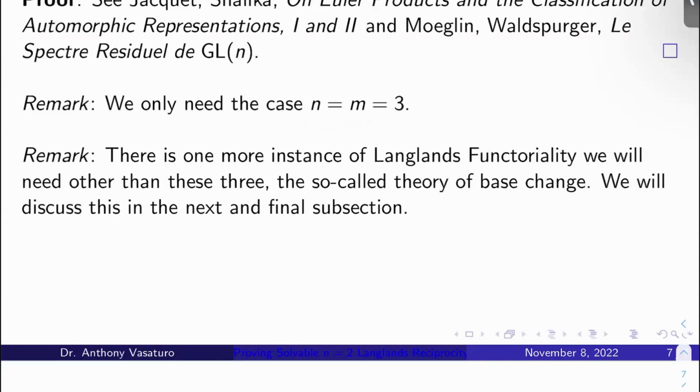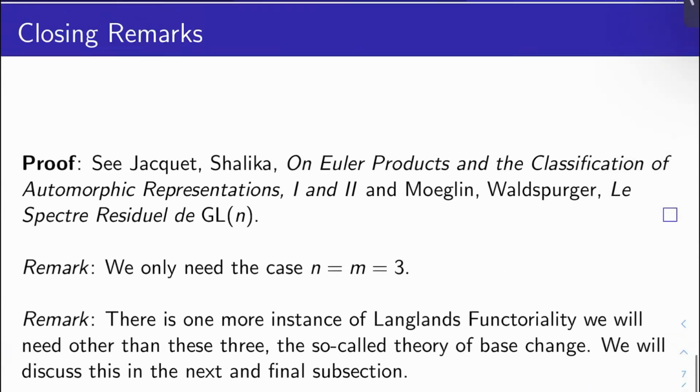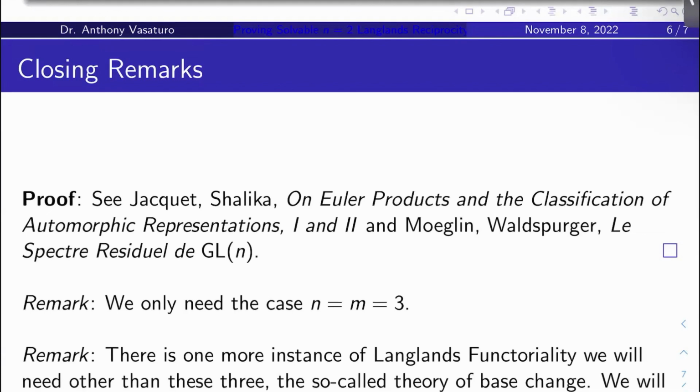Okay. And then I'll just close by saying there is one more instance of Langlands functoriality we're going to need, other than the 3 we've looked at so far, before we can finally proceed into the proof of Langlands reciprocity. And this is the theory of so-called base change. It's one of the more important instances of Langlands functoriality we'll need. We'll discuss that in the next and final video on this collection of results that we're on, and then we'll finally get to the proof.